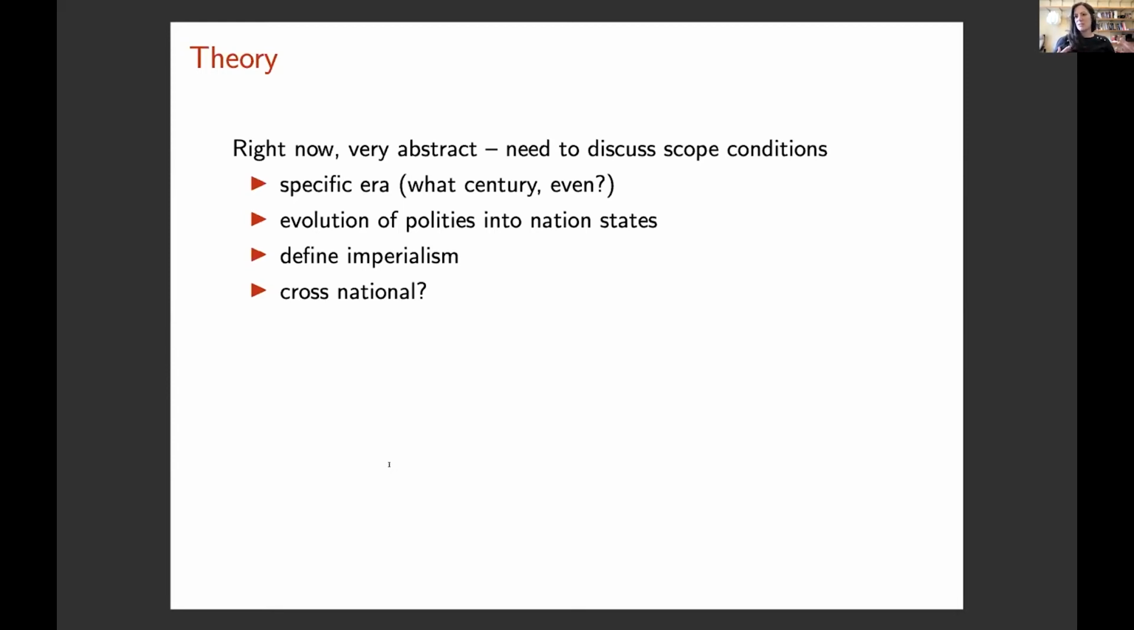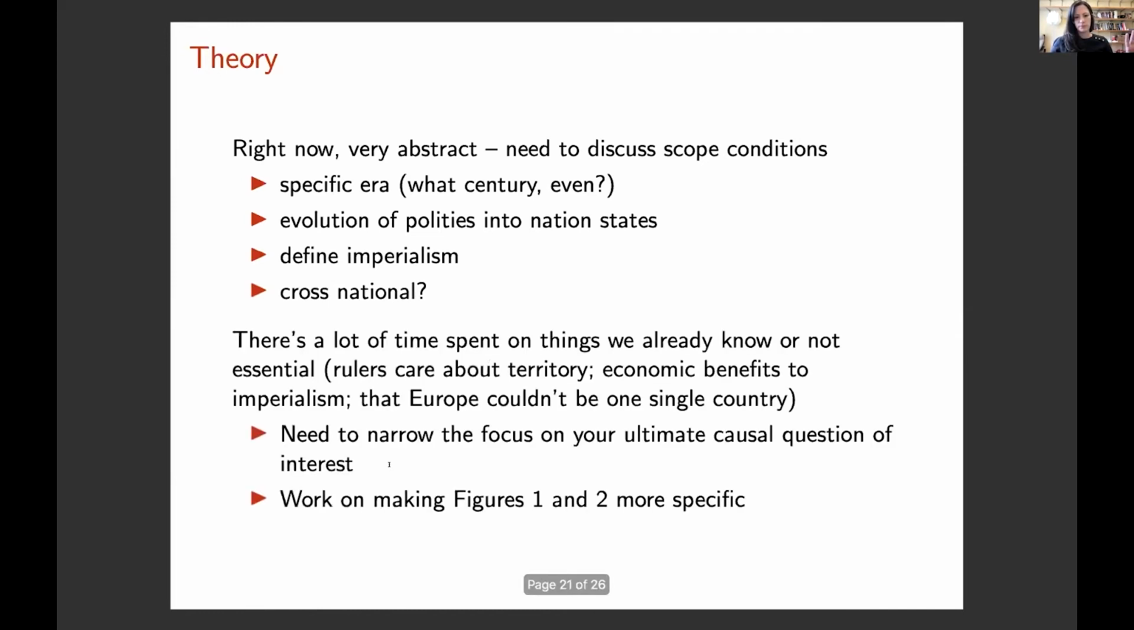So if a territory is not clearly defined, how does that affect both their territorial regional concerns and their ability to project power? And would other rulers take advantage of this? Similarly, imperialism, right? What did this mean in 1600? What does this mean in later centuries? And again, this theory is really trying to be very cross-national. So on the one hand, it's not bad that it's abstract, but it's so abstract, it's hard to engage with fully in the first part of the paper.